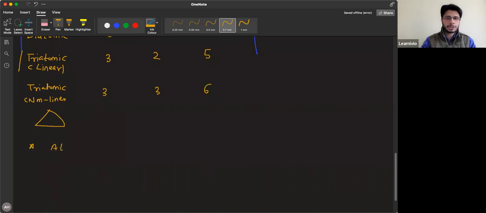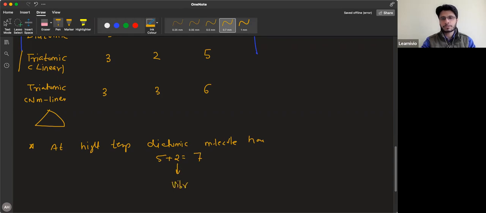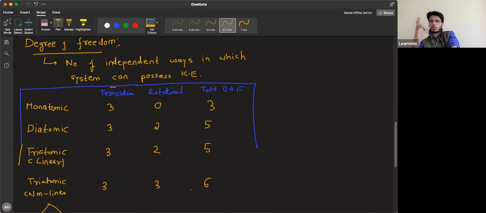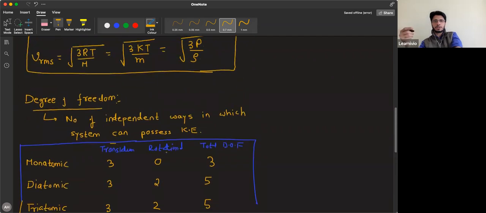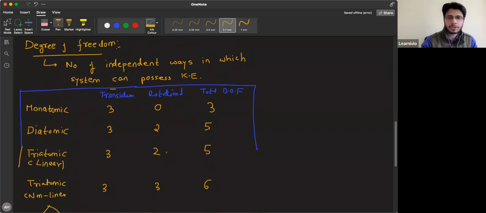There's one more thing, at high temperature, a diatomic molecule will have 5 plus 2, which is 7 degrees of freedom. This extra 2 comes due to vibration. If high temperature is not mentioned, then in 90% of questions, it's always translation and rotation. But if it is explicitly mentioned that your molecule is at high temperature, then add 2 more vibrational degrees of freedom. Note it down, then we'll see how we use this degree of freedom in calculating the kinetic energy of the gas.